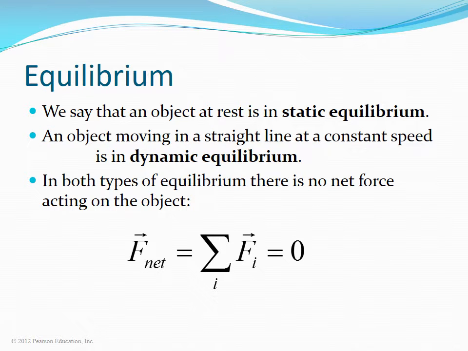We say that an object at rest is in static equilibrium. An object moving in a straight line at a constant speed is in dynamic equilibrium. In both types of equilibrium, there is no net force acting on the object. The net force is the vector sum of all the forces acting on an object. If the vector sum is not equal to 0, we say the net force is unbalanced and the object will accelerate, which includes changing direction.